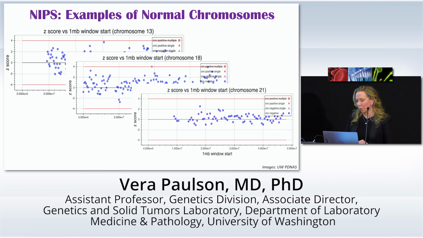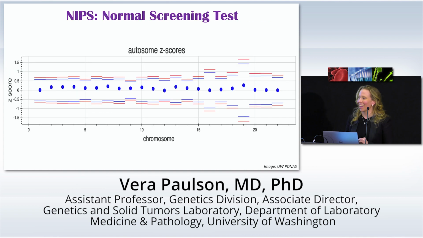And I can take all of those little blue dots, and I can average them to get one signal per chromosome. So we have chromosome 1 here, and 22 over here. And so this would be a normal screen. Everything's great. Baby is healthy.